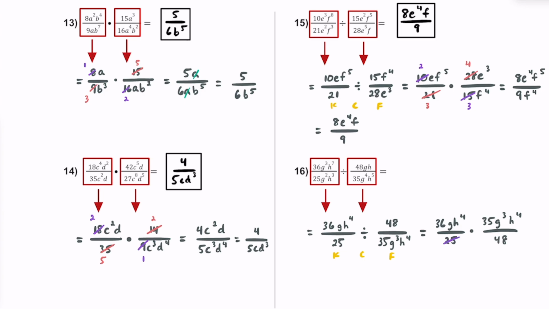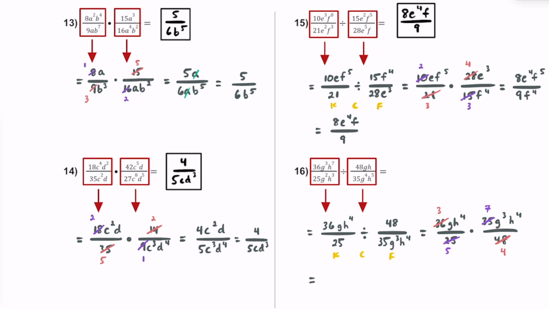So 35 and 25 can both divide by 5, so we're going to be left with 5 and 7. And when it comes to this 36 and 48, they're both divisible by 12, so this would be 3 and this would be 4. All right, I don't think there's any more cross-canceling we can do here.